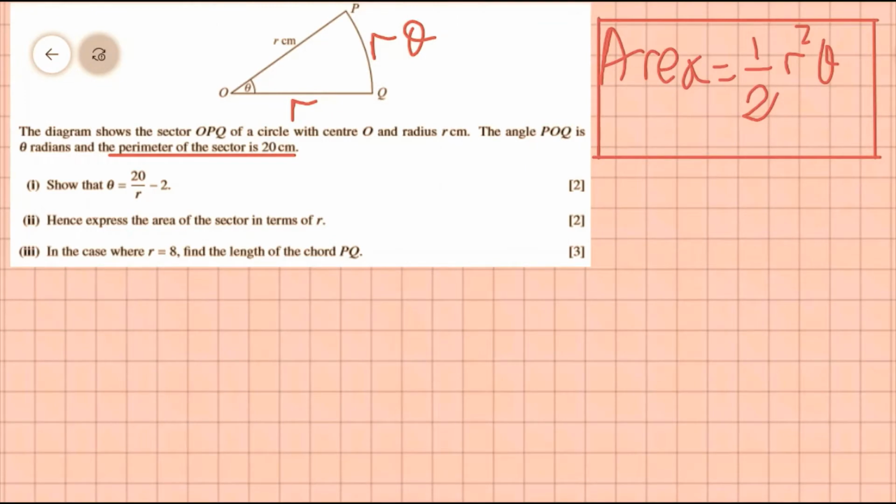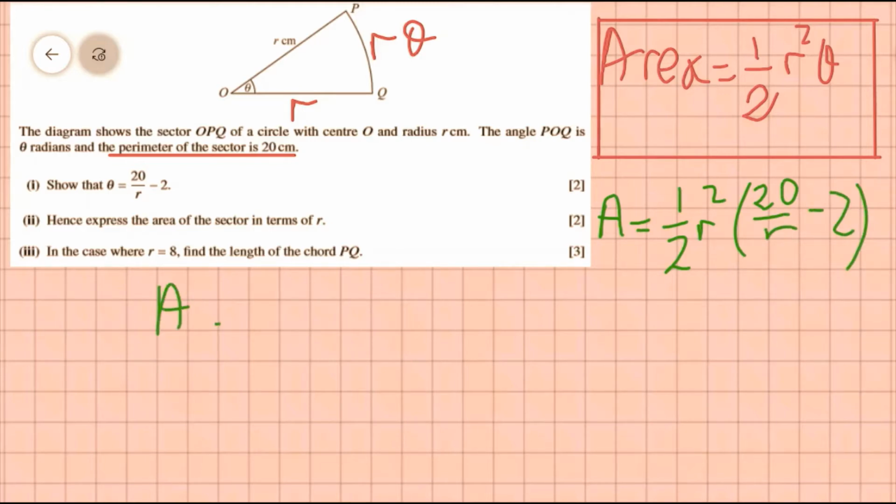Next, we need to find the area of the sector, and we know area is half r squared theta. So therefore area is equal to half r squared, and we found in part 1 that theta was 20 over r minus 2. So all we need to do now is simplify that. Half into 20, that's going to be 10. R squared divided by r, that's going to be r. Half of 2, that's 1. So you have minus r squared. So this is the area in terms of r.